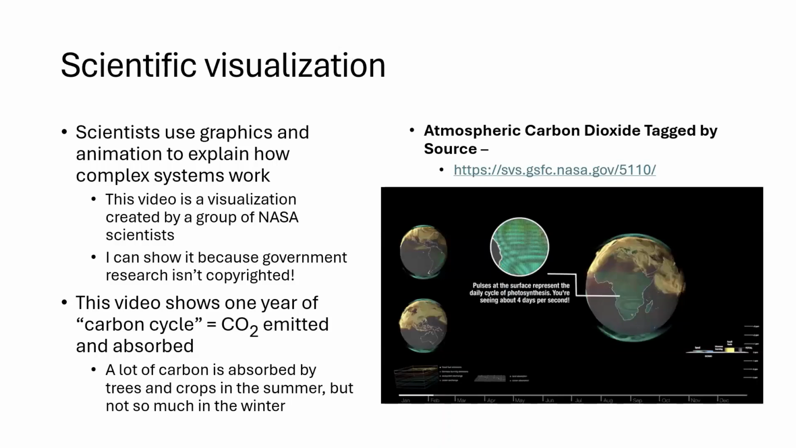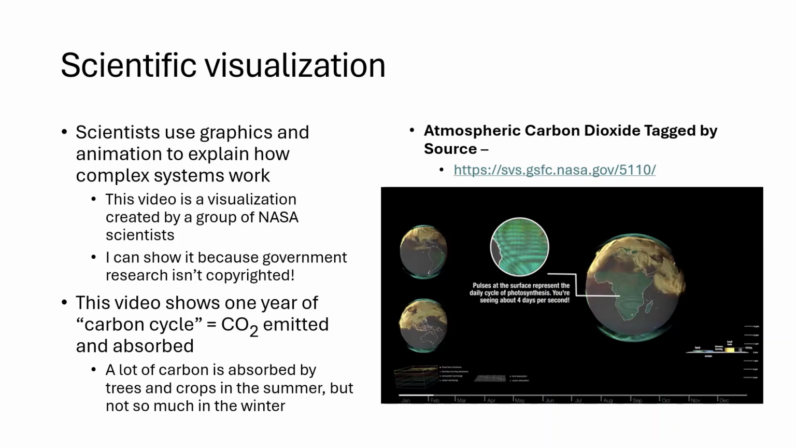Now, making entertaining films is nice, but graphics is often used for things like scientific visualization. Scientists are using graphics and animation to explain how complex systems work. I can't think of a more complex system than the Earth, and NASA has a particular interest in the Earth, all those satellites going around and taking pictures. So a group of NASA scientists got together and created a visualization of the carbon dioxide data that they were actually able to measure from orbit.